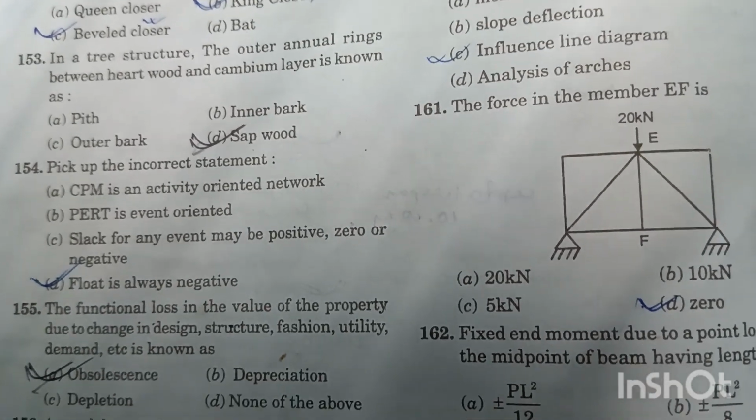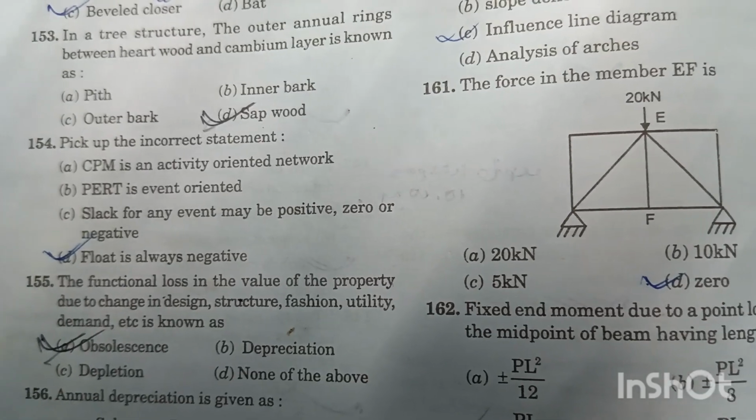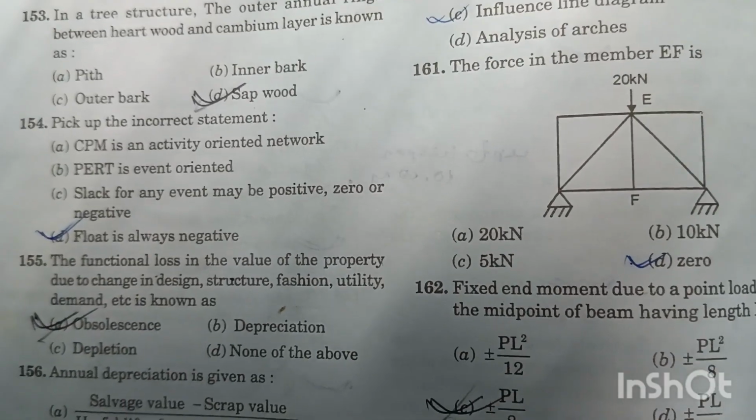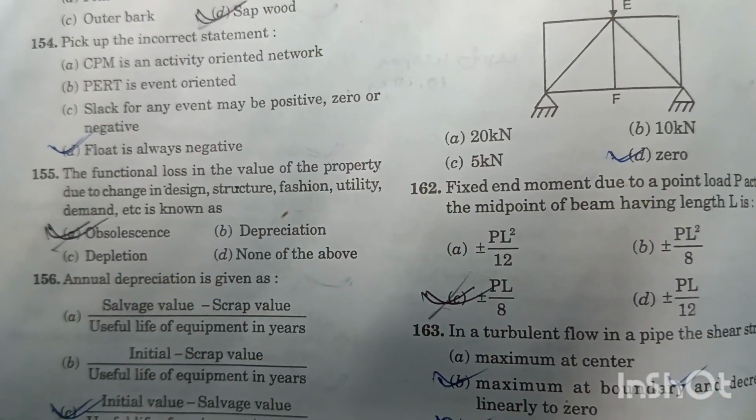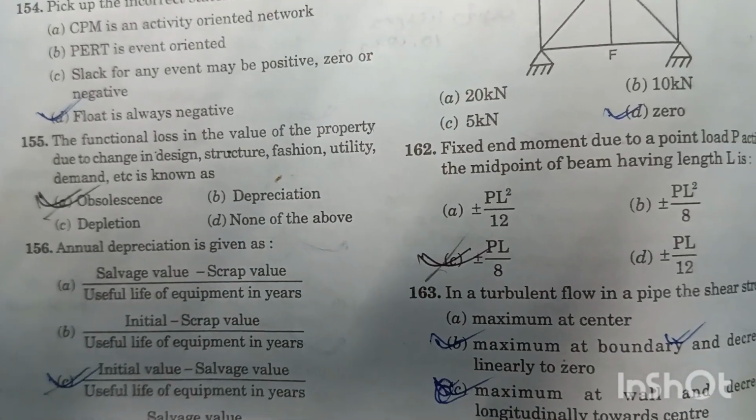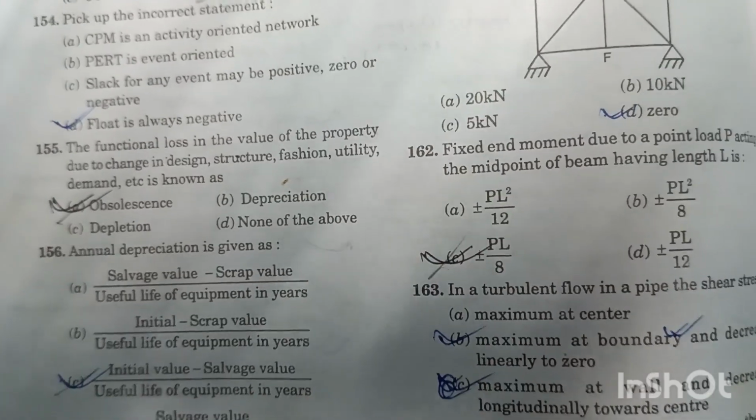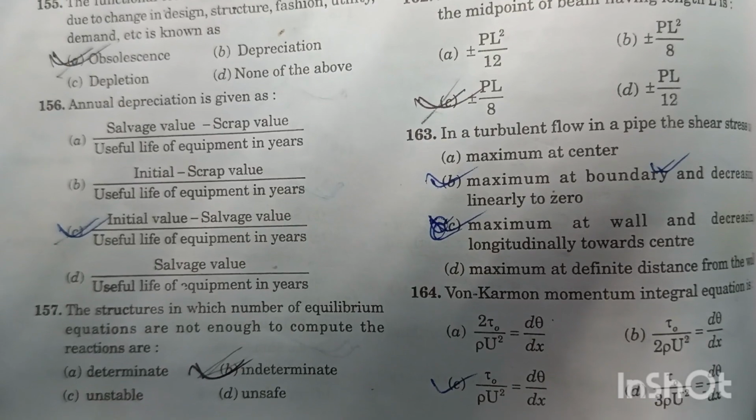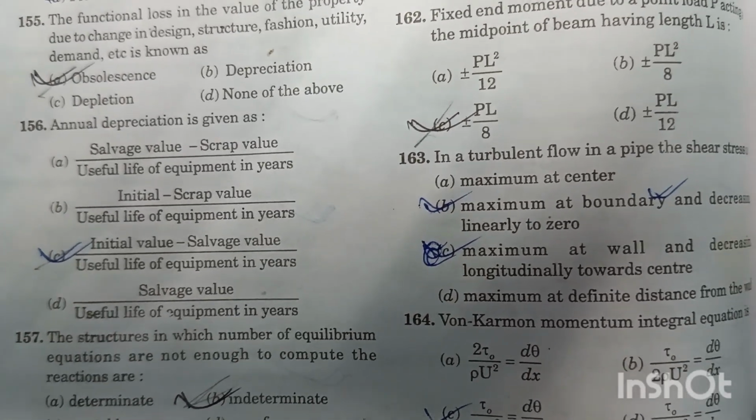Question number 155. The functional loss in the value of property due to change in design, structure, fashion, utility, demand, etc. is known as obsolescence. Option A is the right answer. Question number 156. Annual depreciation is given as initial value minus salvage value divided by useful life of equipment in years. Option C is the right answer. Question number 157. The structure in which the number of equilibrium equations is not enough to compute the reactions is known as indeterminate structure. Option B is the right answer.